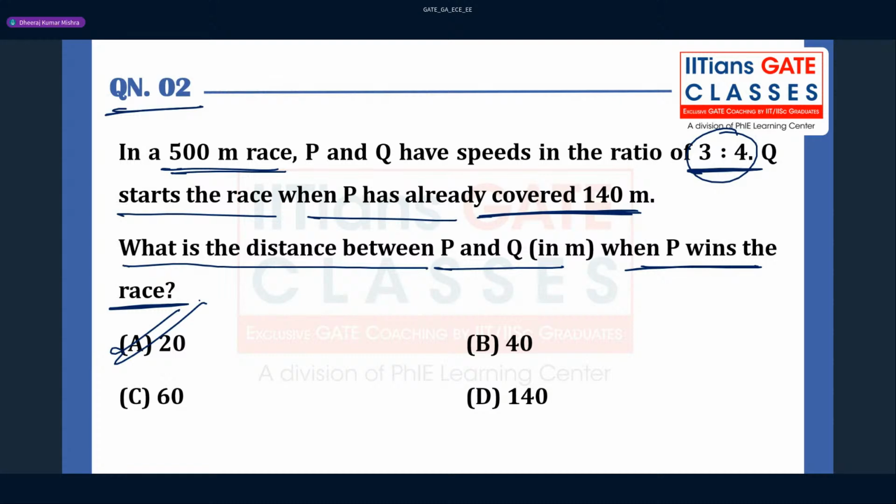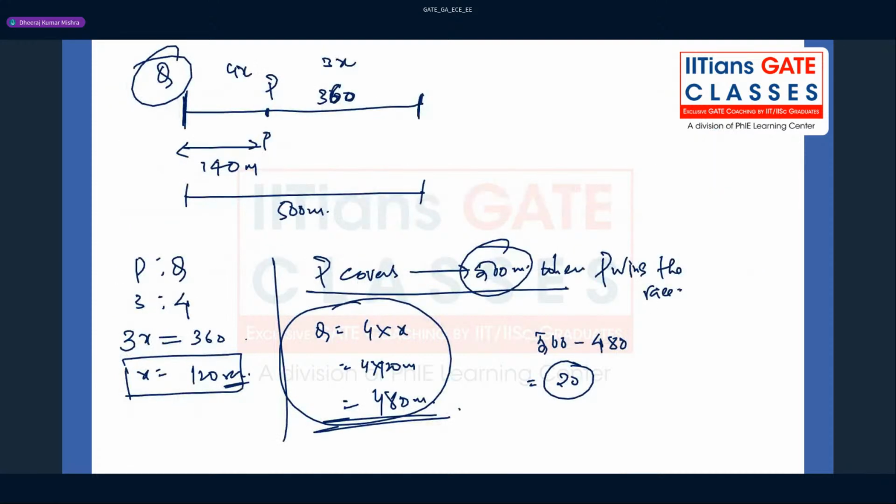Because P has already reached 140 already, right? Since the Q started. So this was a very good question, and you guys can answer the question like this. Sometimes we can also take x, guys. There is no harm.